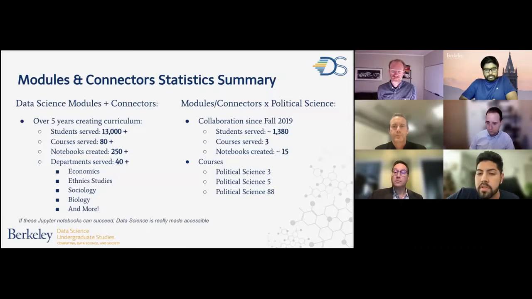Specifically looking at the context of political science, we started our collaboration in fall 2019. Since then, we've served approximately 1,380 students and worked on 3 courses, which we hope to expand should you give us an opportunity to work with you, and created approximately 15 notebooks. Some of these courses, as I mentioned before, are Political Science 3, Political Science 5, and Political Science 88.